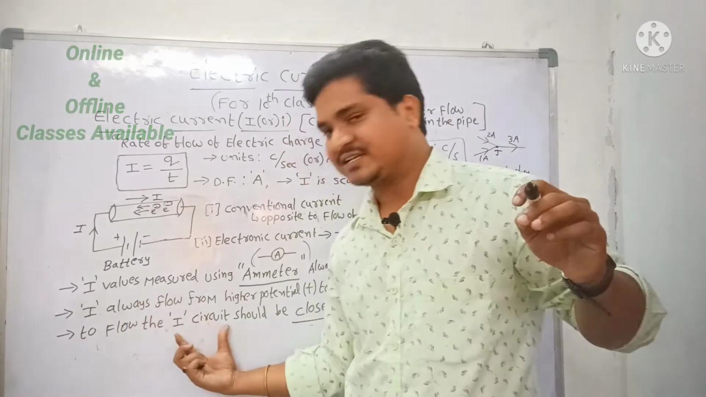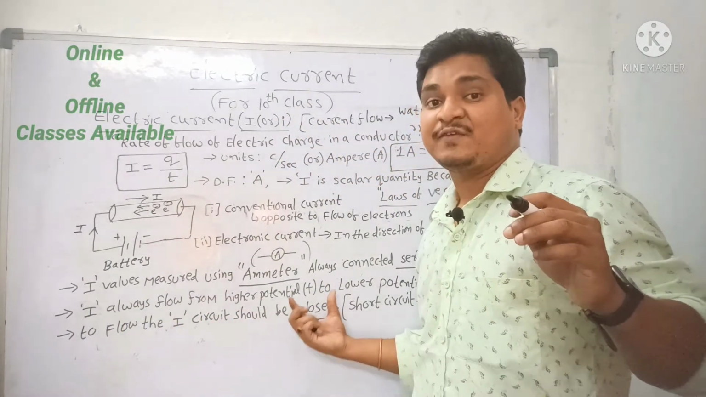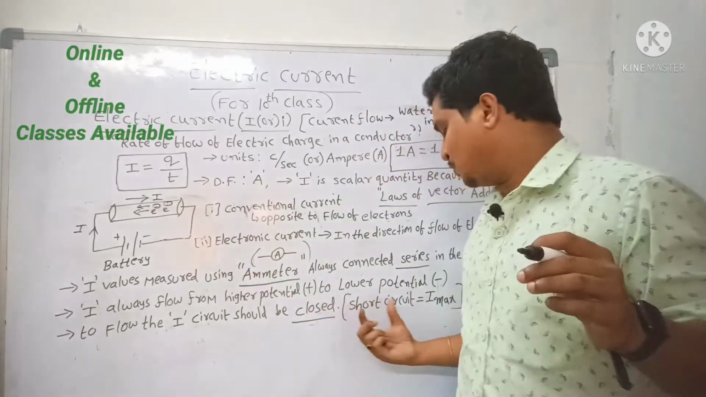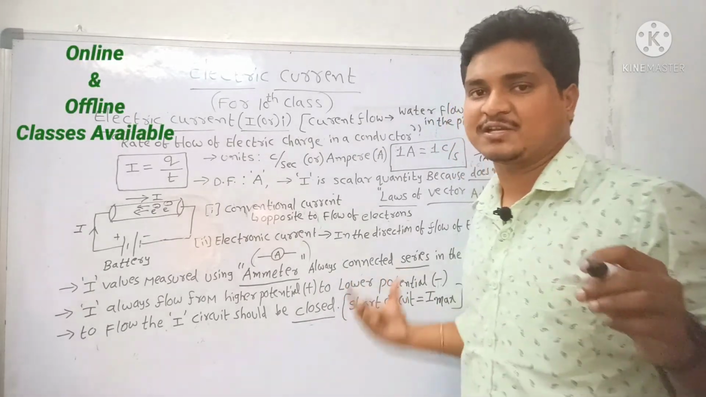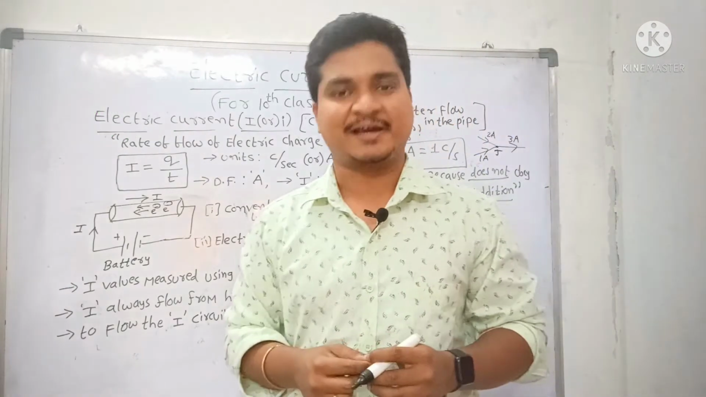And for the current to flow, the circuit should be closed. Only in closed circuits will the current flow. And to get the maximum current, the circuit should be a short circuit. For a short circuit, maximum current will flow. So this is about current.